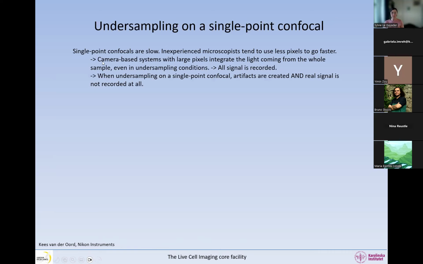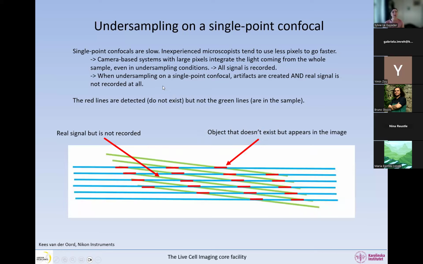But on a single point confocal, this is not the way, because the way we sample on a single point confocal is that we take a spot and then we move to another spot and we take another measurement, etc. So we jump between spots on a single point confocal. And that means we do not record in between the dots. So if we use large pixels, it means a large distance between the sampling spots. Not only do we create artifacts, but also some of the real signal is not recorded at all. Okay? So it's even worse on a single point confocal to undersample.